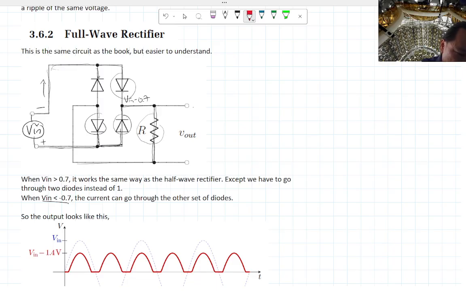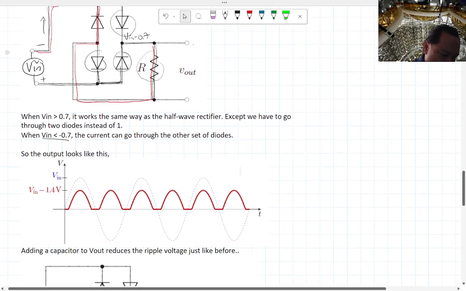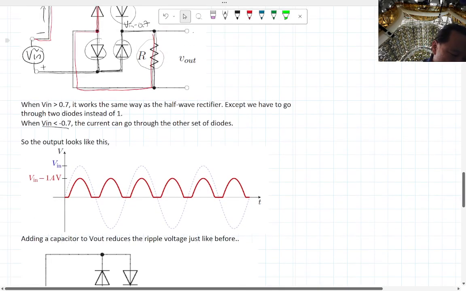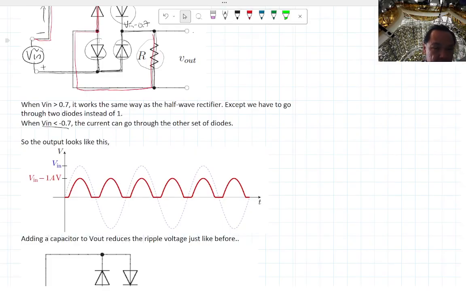Should do this in a different color, I think. It goes through the resistor, comes back here, and instead of going through this diode, it's going to go through the top diode in order to reach back to V minus. So both on the positive swing and the negative swing, you will get the same output voltage, except for the part where you have this kind of jitter where it's between plus and minus 0.7 volts. When your Vin is less than plus or minus 0.7 volt, the output is still going to be 0.